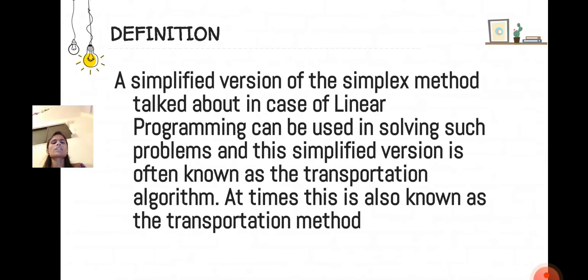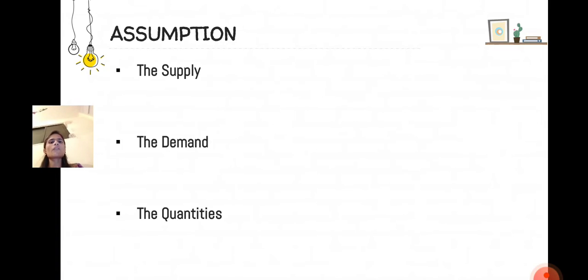Now we discuss the definition of the transportation problem. A simplified version of the simplex method, talked about in the case of linear programming, can be used in solving such problems, and this simplified version is often known as the transportation algorithm. At times this is also known as the transportation method. Now we discuss some assumptions of the transportation problem.